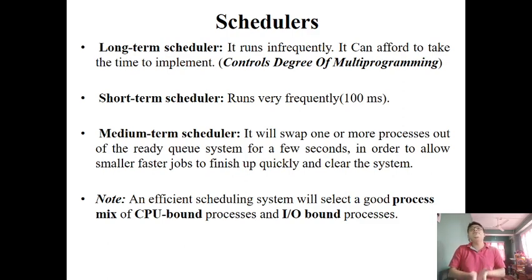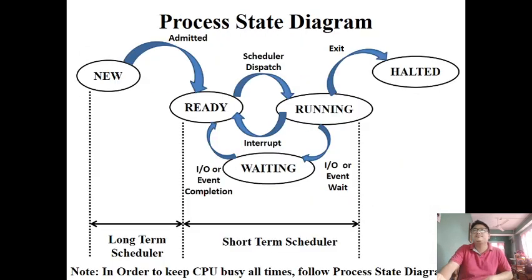Now the third one is the medium-term scheduler. The medium-term scheduler is responsible for swapping in and swapping out of processes from the ready queue or the ready state. If you look back at the process state diagram carefully, I told you that during execution some interrupt may occur, maybe the timer is over or preemption has occurred for the currently executing process. In that case, the process will be swapped out of the running state and swapped into the ready state.